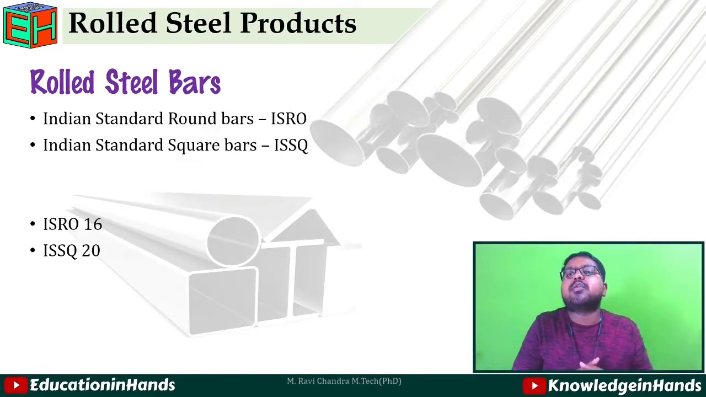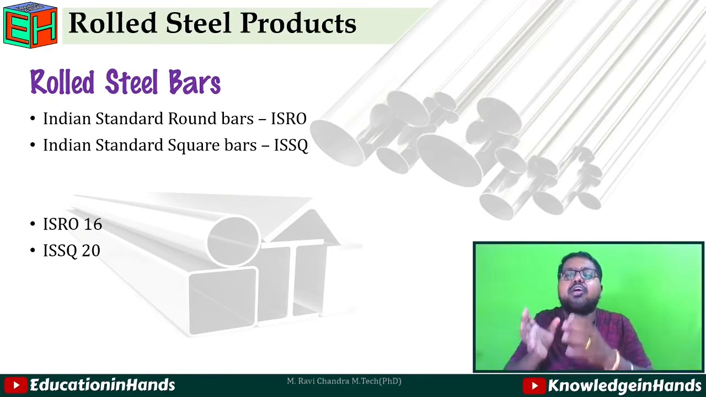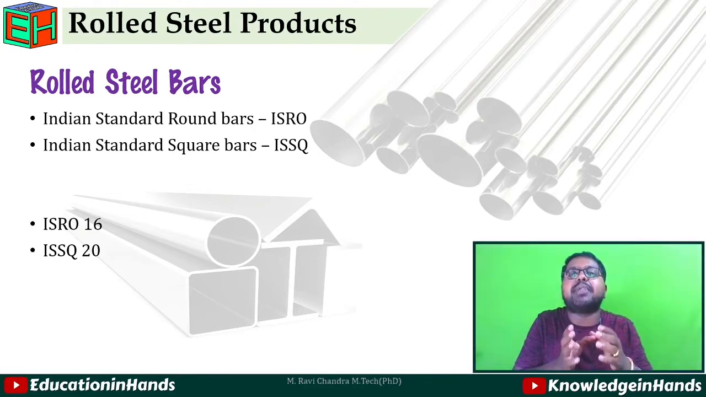Next is rolled steel bars. Rolled steel bars are like Indian standard round bars and Indian standard square bars. These are the solid bars rolled as round and square shapes. So here, if we show ISRO 16, it means Indian standard round bar with 16 mm dia. ISSQ 20 is Indian standard square bar with 20 mm side size.